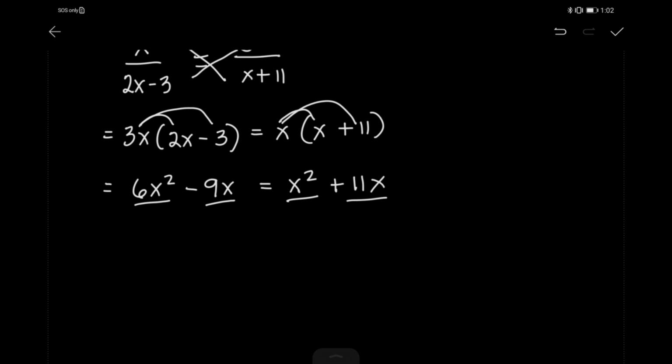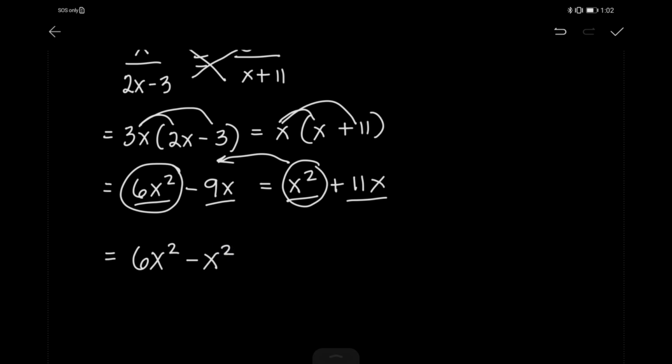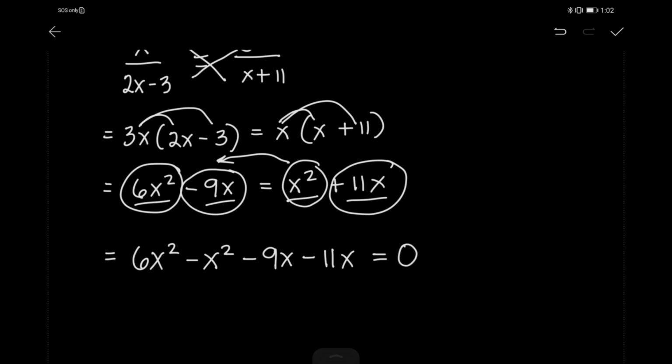So what we are going to do is combine like terms. Bring down the 6x squared, then transfer the x squared to the other side, so this becomes negative x squared. Then bring down the negative 9x, and transfer the positive 11x to the other side, so this becomes negative 11x, which is equal to 0.